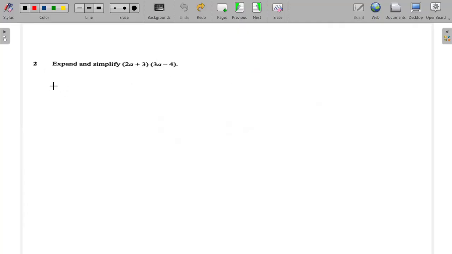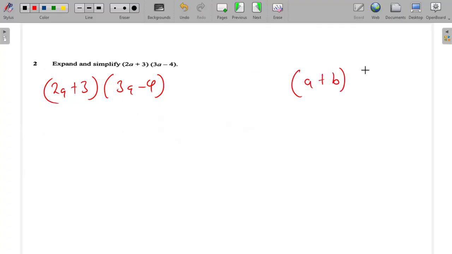So here we have 2a plus 3, which we are multiplying with 3a minus 4. How do we multiply numbers that are in brackets like this? For example, if you have an expression a plus b multiplied by a minus c, what you usually do is multiply this a with this a and again with the c. And then for the b as well, we do the same: we multiply it with the a and the c as well.